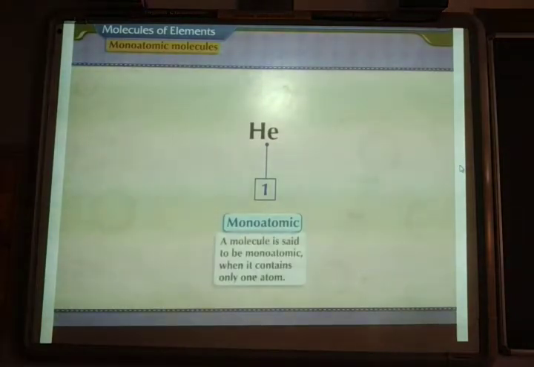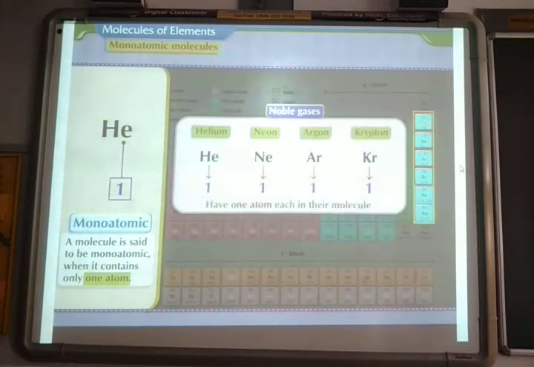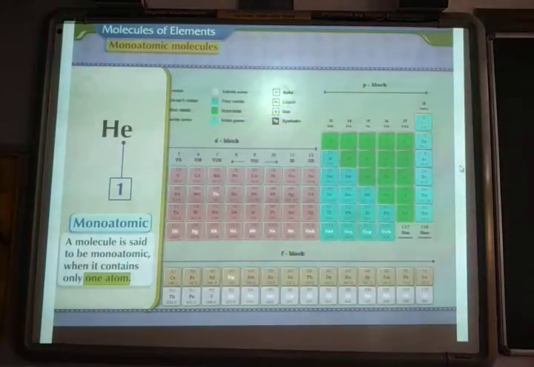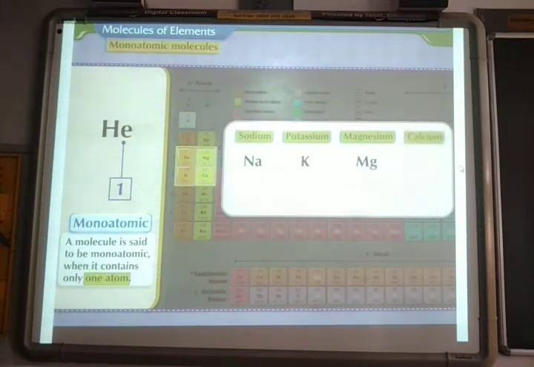Monoatomic molecules. A molecule is said to be monoatomic when it contains only one atom. For example, the noble gases like helium, He, neon, Ne, argon, Ar, krypton, Kr have one atom each in their molecule. So, the atomicity of noble gases is 1, and hence they are monoatomic. Some metallic elements like sodium, Na, potassium, K, magnesium, Mg, calcium, Ca are also considered to be monoatomic.